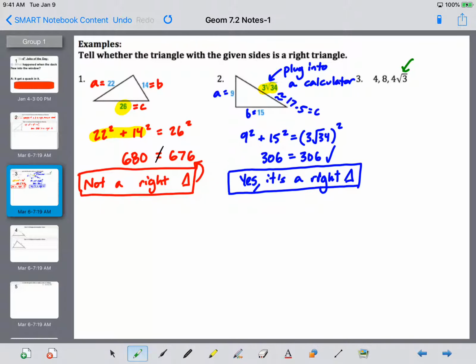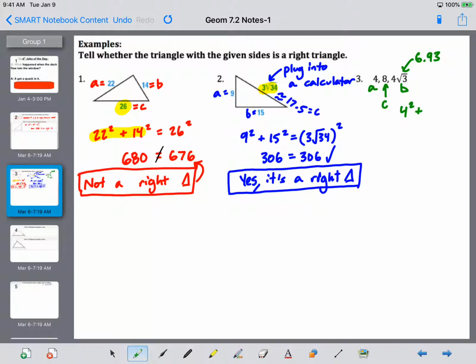So if you plug 4 square root of 3 in your calculator, this is going to equal about 6.93. So if we label stuff, we can say our longest side is 8. So 8 is what we have to plug in for C, and then this 4 is A, and we're going to plug 4 square root of 3 in for B.